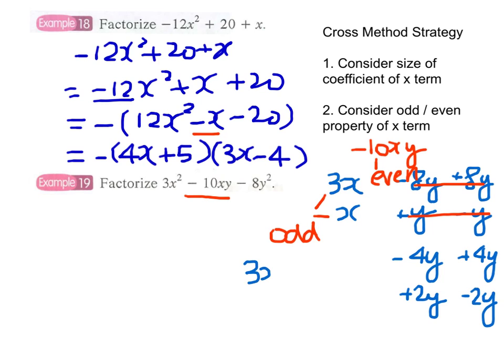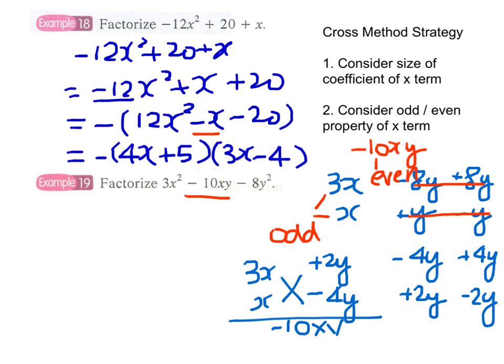And after some mental calculation, we have 3x and x and plus 2y minus 4y. Since 3x times minus 4y, we have minus 12xy, and then x times 2y, we have plus 2xy. Therefore minus 12 plus 2, we get minus 10xy. And therefore the answer will be 3x plus 2y times x minus 4y.